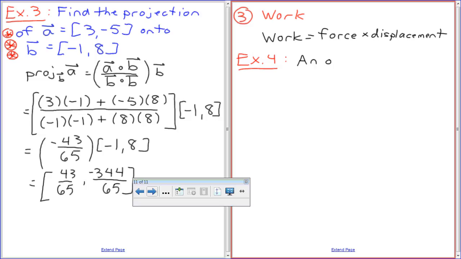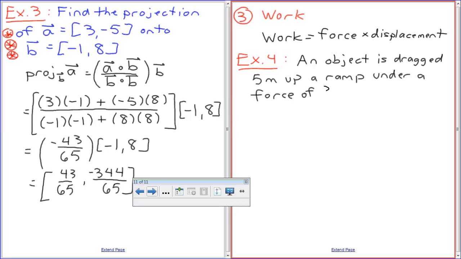An object is dragged 5 meters up a ramp under a force of 30 newtons. Applied at an angle of 40 degrees to the ramp.